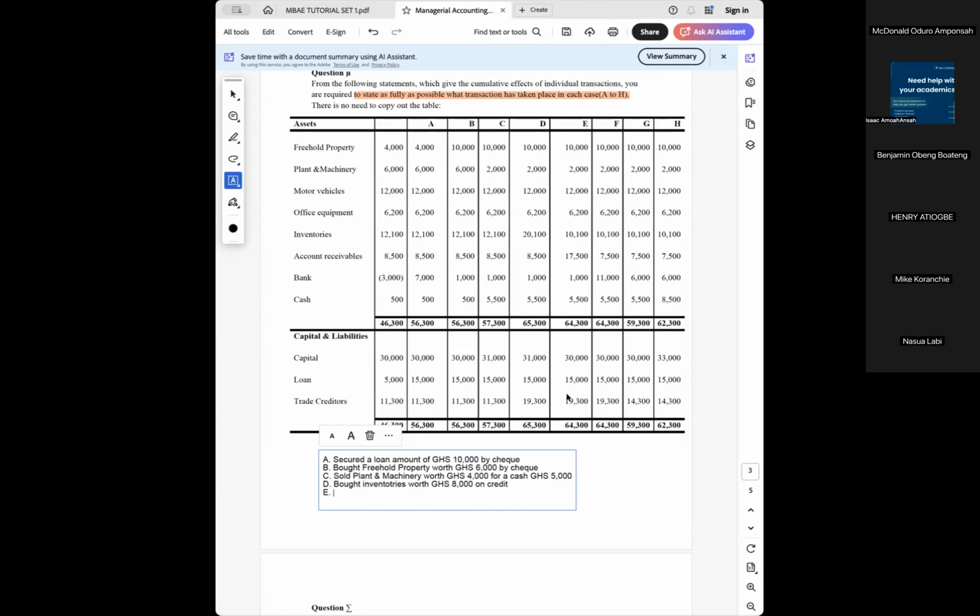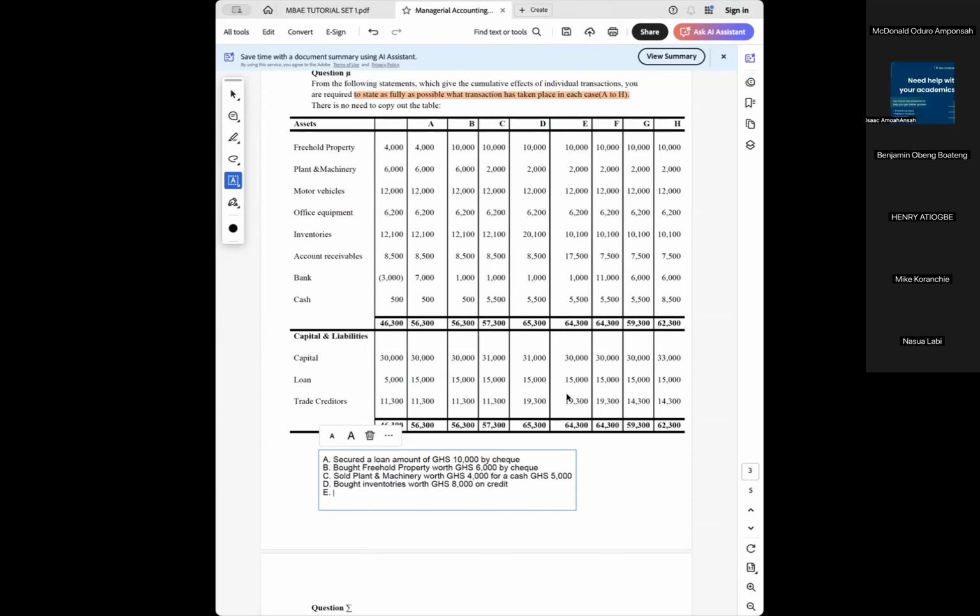Account receivable goes up by 9,000. Account receivable relates with people that buy from us on credit, right? So if we have sold, probably we sold on credit for a certain amount. Then we also saw a decrease in capital by 1,000. So we have sold at a loss. That's what Henry mentioned. So we are trying to put this together as a transaction.